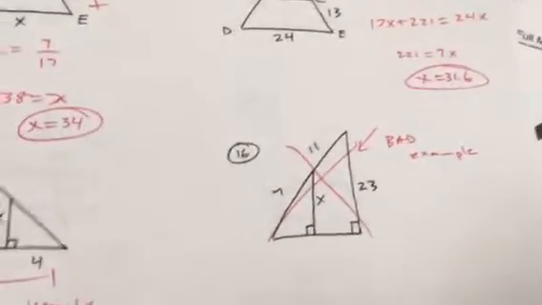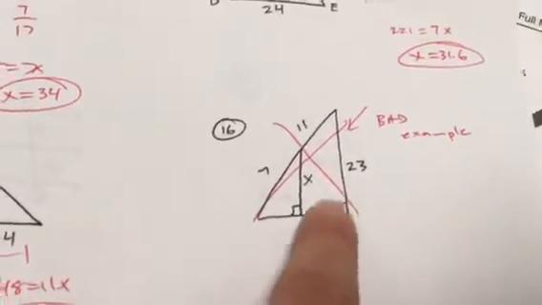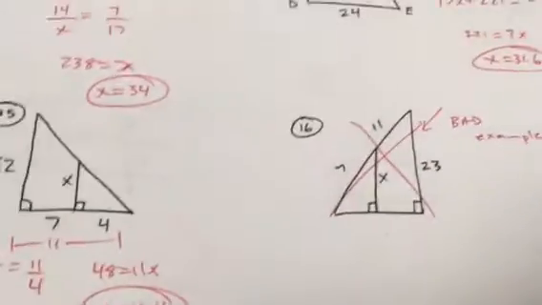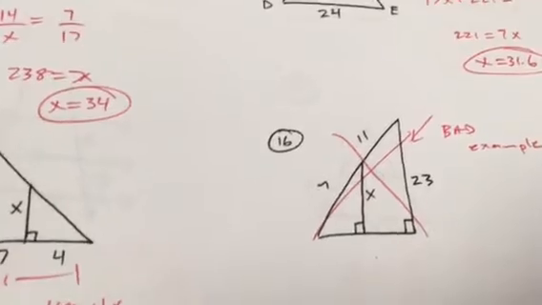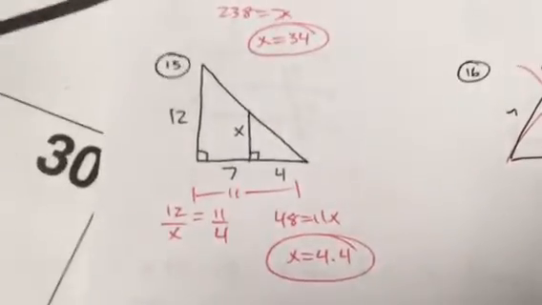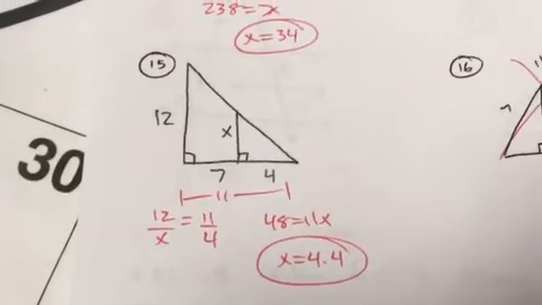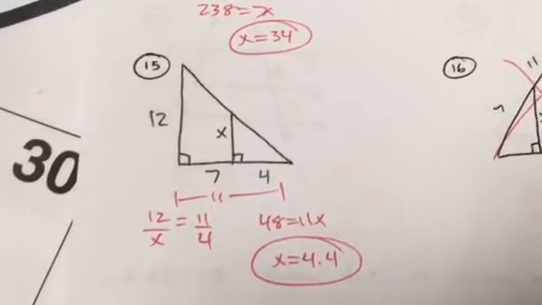So on the next page, I made a bad example. It's number 16. First off, folks, if this is 23, this is the hypotenuse of the big triangle. It can't be 18, all right? The hypotenuse has always got to be the biggest side. That's just a bad example. All right, you do not have that tomorrow. Anyway, there's the answer for 15. 12 over x is equal to 11 over 4.